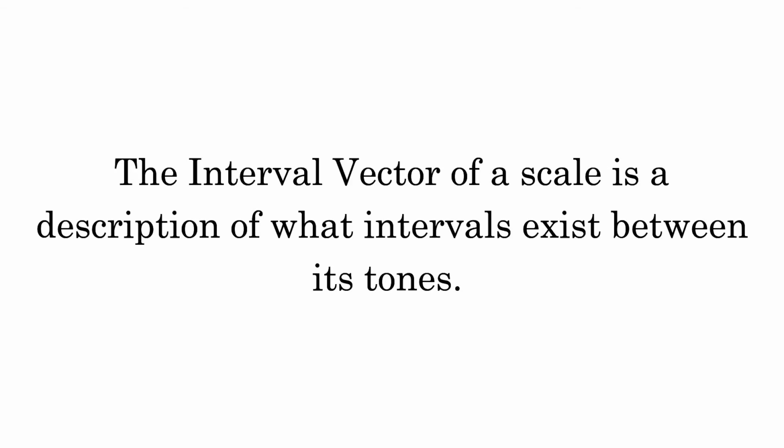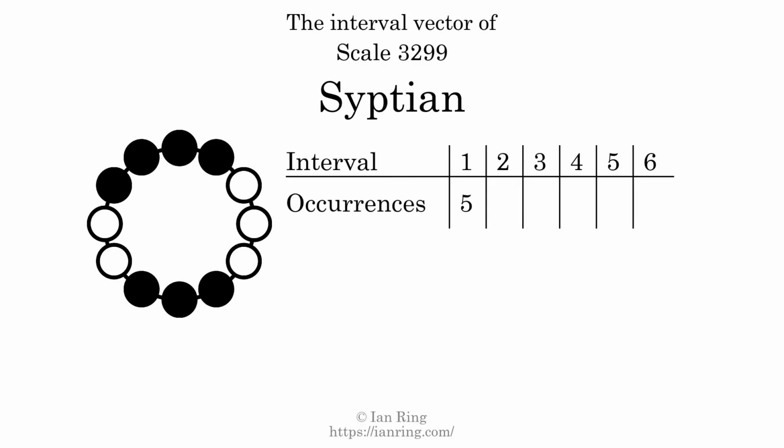The interval vector of a scale is a description of what intervals exist between its tones. There are 5 intervals with the size of 1 semitone. They are here, here, here, here, and here. There are 3 intervals with the size of 2 semitones. They are here, here, and here. There are 2 intervals with the size of 3 semitones. They are here, and here.